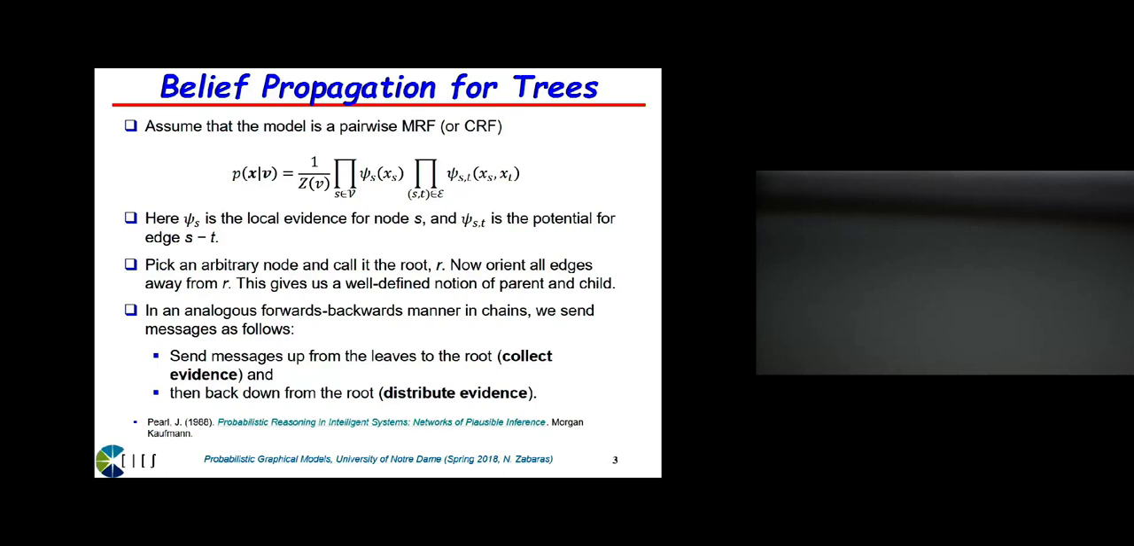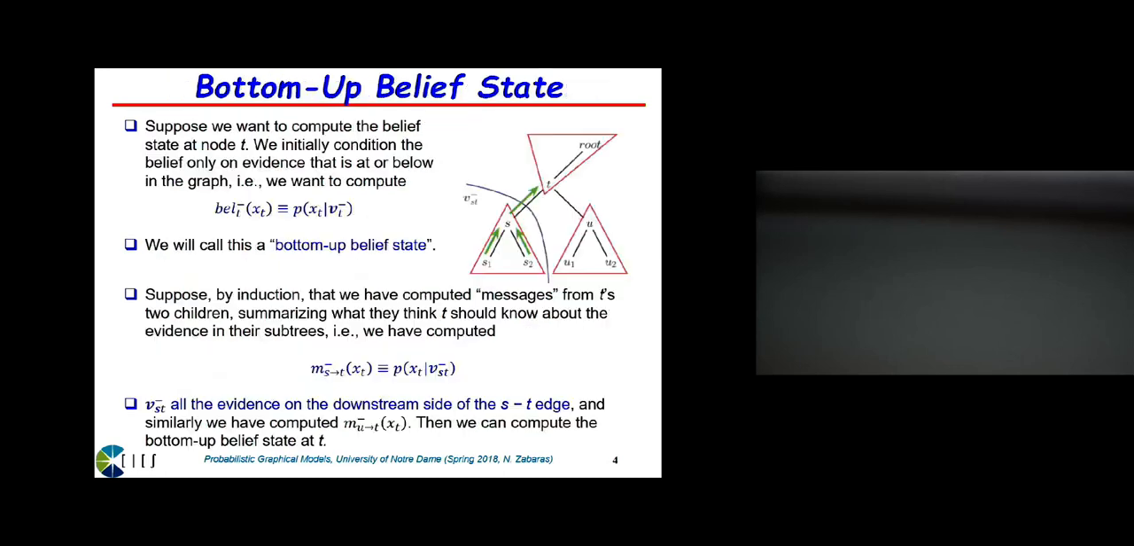The presentation looks slightly different, but if you've got the idea of message passing, effectively they are the same things. So we are going to assume a general Markov random field, and we're going to use the same ideas we did for trees. You can take one node and hang the whole thing and say that's the root, and whatever is on the bottom is the leaves, and start sending messages from the leaves to the root. That's the collect evidence step, and then going backwards from the root all the way to the leaves before we are ready to calculate marginals and do inference.